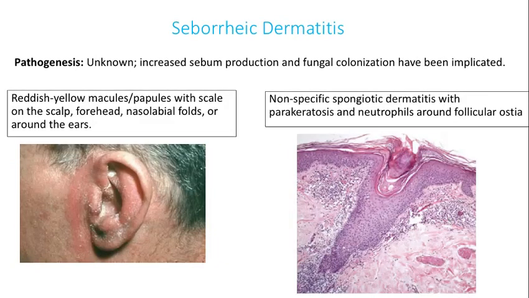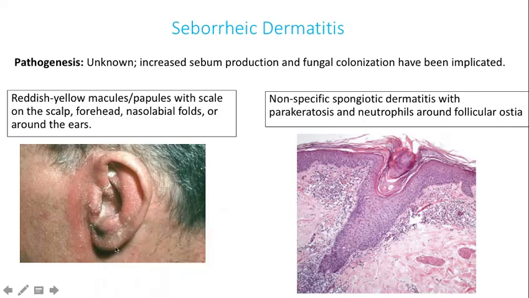Next, we're going to talk about seborrheic dermatitis, which is another chronic condition. We don't quite understand its pathogenesis, although it's thought to be related to increased sebum production and potentially fungal colonization. The clinical presentation is pretty characteristic. On the scalp, seborrheic dermatitis looks very much like dandruff. It also happens on the forehead, and it can happen on the nasolabial folds and right around the ears. We're looking at it around the ears of this patient. It's all this white scaly stuff, and then there's some erythema or redness associated with it.